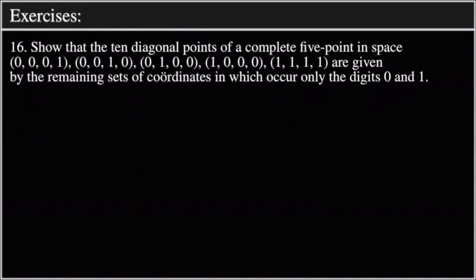16. Show that the 10 diagonal points of a complete 5-point n-space (0,0,0,1), (0,0,1,0), (0,1,0,0), (1,0,0,0), (0,0,0,0,1), (1,1,1,1) are given by the remaining sets of coordinates in which occur only the digits 0 and 1.